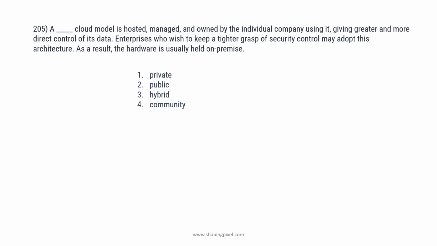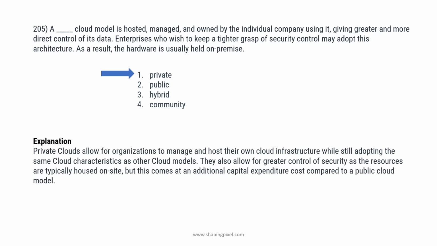Question number 205. Azure cloud model is hosted, managed, and owned by the individual company using it, giving greater and more direct control of its data. Enterprises who wish to keep a tighter grasp of security control may adopt this architecture. As a result, the hardware is usually held on premises. And you have four options: private, public, hybrid, community.